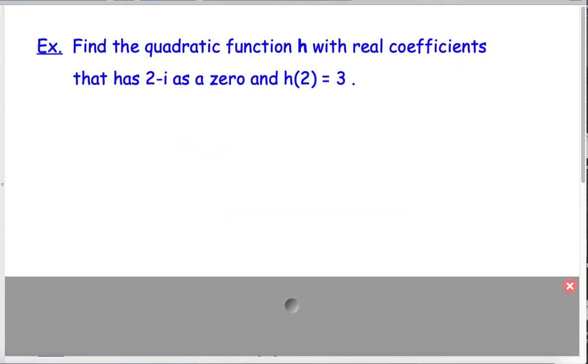All right, 2 more examples. Find the quadratic function h with real coefficients that has 2 minus i as a 0, and also h of 2 is going to equal 3.